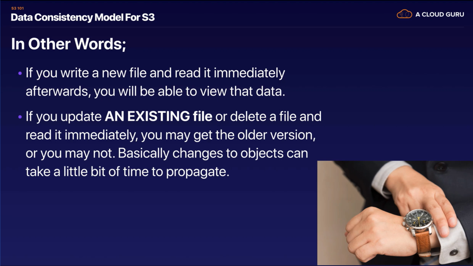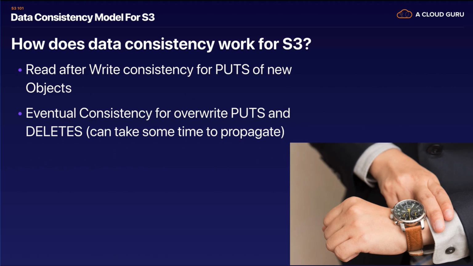If you update an existing file or you delete a file, you may read the older version. So if I upload a new file called Hello Cloud Gurus, and in it says Hello Cloud Gurus 2, and then I immediately access that afterwards, I might be reading the new file or I might be reading the old file. The reason for that is it can take some time for objects to propagate amongst S3. Likewise, if I delete a file and then try and read it immediately afterwards, I still may be able to access that file. So that's all this means.